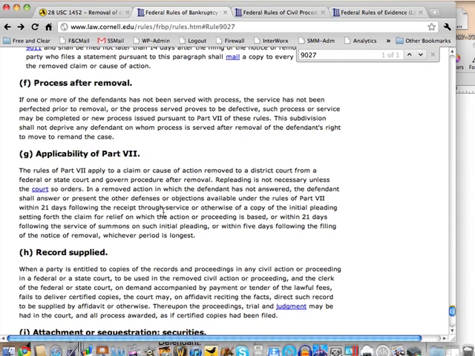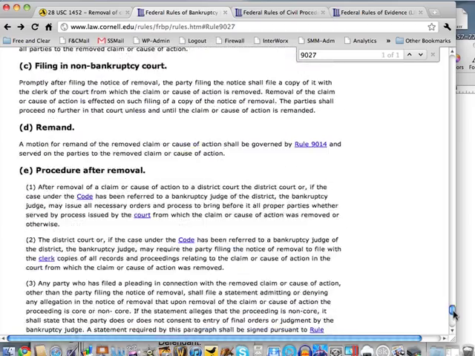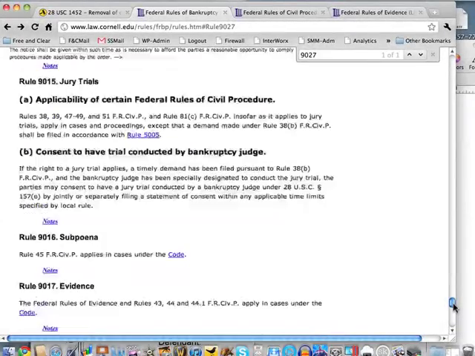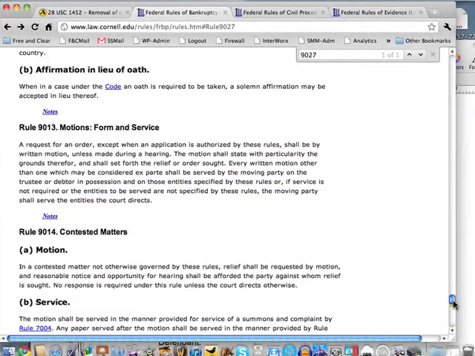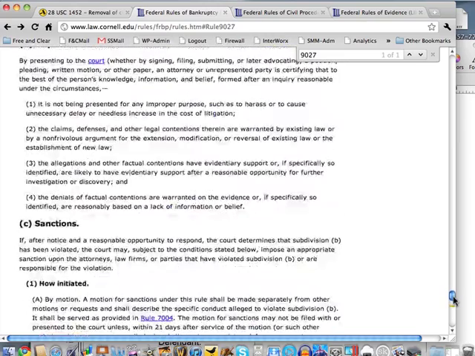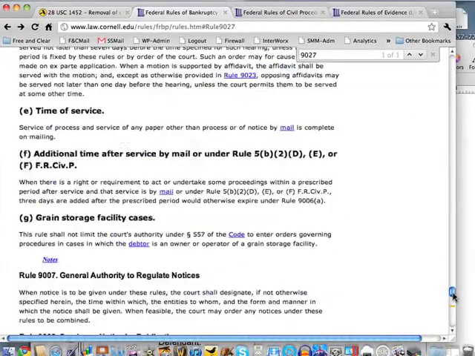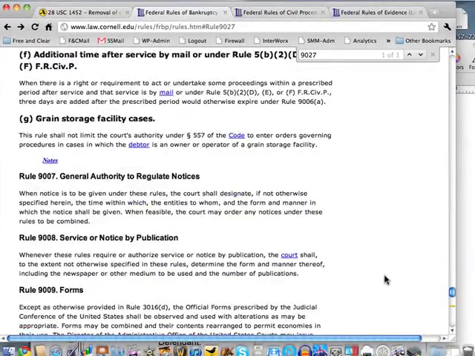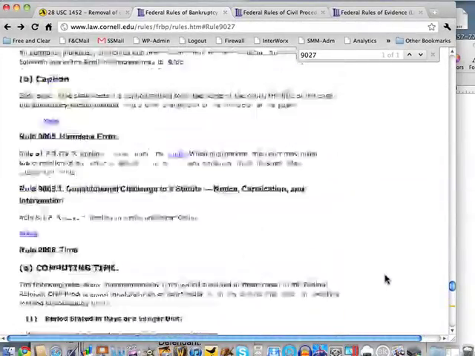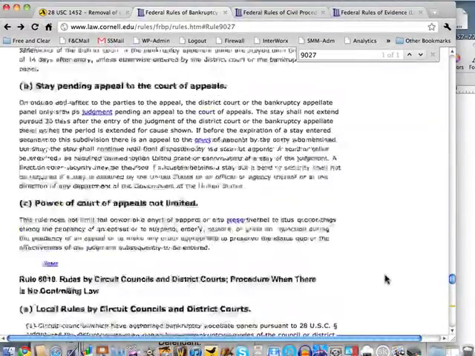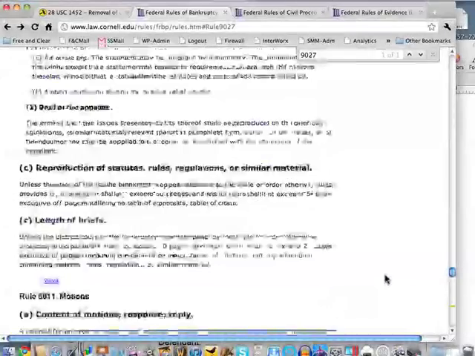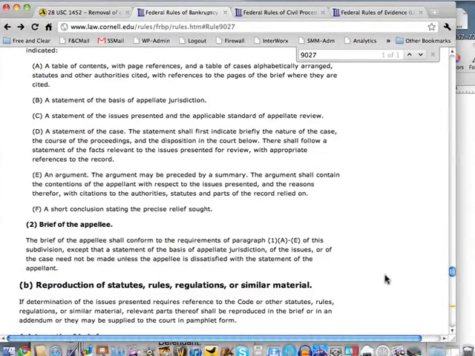So that's one thing. The other thing I want to bring to your attention is the time, application of time. Let me show you. Calculation of time is really important in here. I might have a hard time finding it, but it says the calculation of time in federal rules of bankruptcy court includes weekends. Okay, includes weekends. That's really important in calculating time.